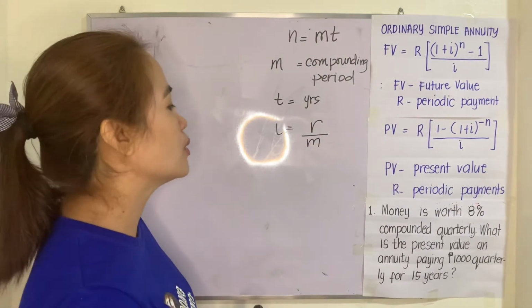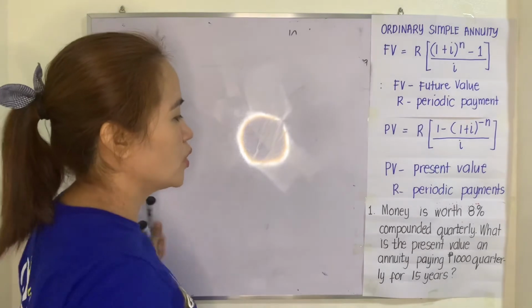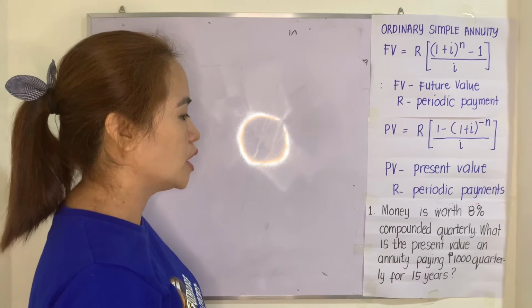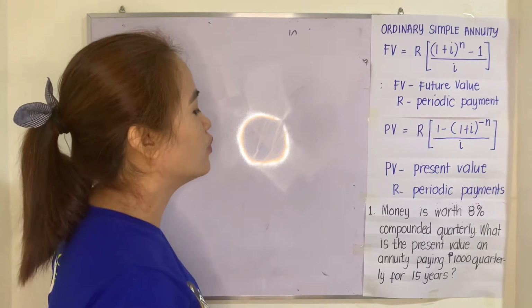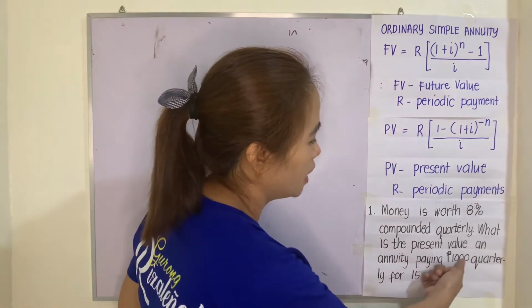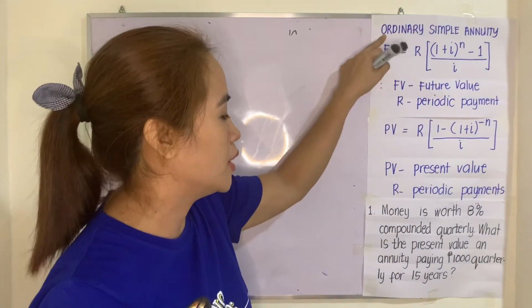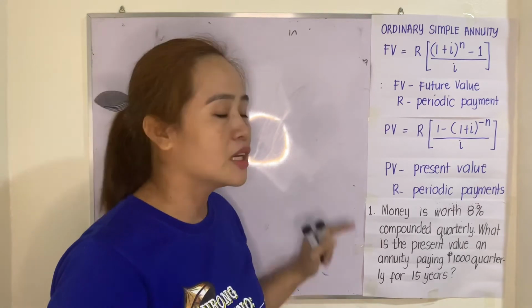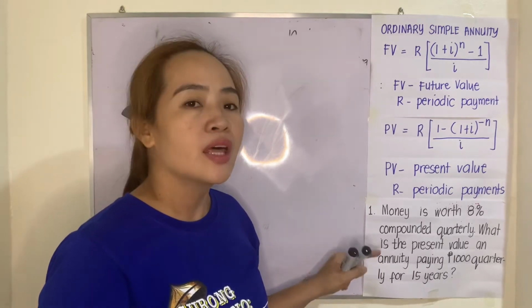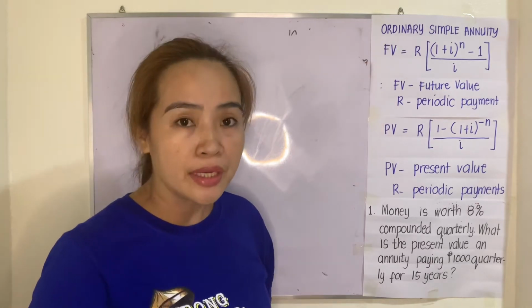Let's take example number 1. Money is worth 8% compounded quarterly. What is the present value of an annuity paying 1,000 quarterly for 15 years? Take note that this one is quarterly and quarterly. That's why it falls under simple annuity. Now, why is it ordinary? Because if it is not stated in the problem, ending or beginning, it is understood that it is at the end. And that is, of course, for ordinary annuity.